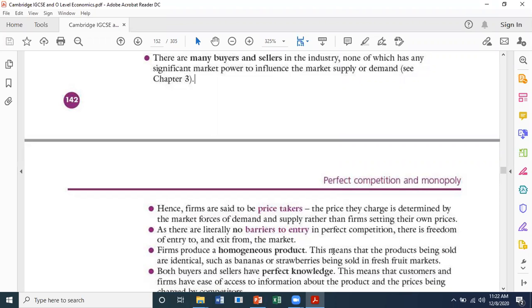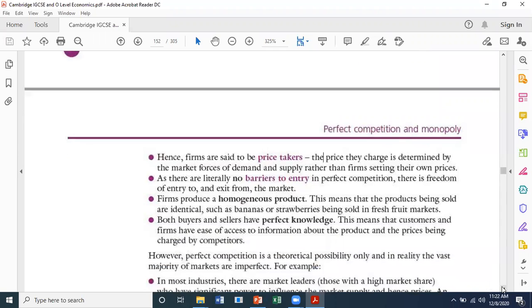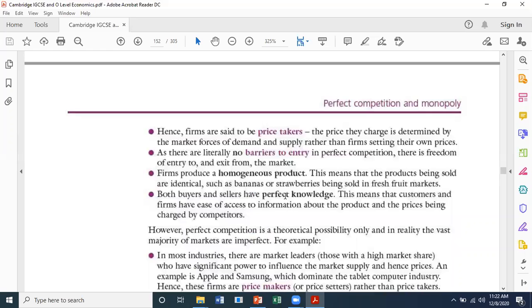Homogeneous means same. This means that the products being sold are identical, such as bananas or strawberries being sold in fresh fruit markets. Both buyers and sellers have perfect knowledge. This means that customers and firms have ease of access to information about the product and the prices being charged by competitors. They know how much the price of the tomato is. However, perfect competition is a theoretical possibility only, and in reality, the vast majority of markets are imperfect.